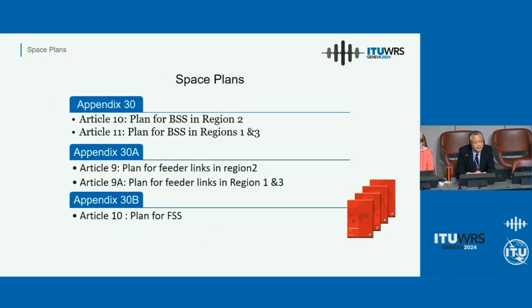The entries for each country or member state in the plan are included in the Radio Regulations, as I said, in Appendix 30, 30A, and 30B. I list here the articles which contain the entries in the plan. Article 10 of Appendix 30 includes the BSS plan for Region 2, and Article 11 the BSS plan for Regions 1 and 3, and as you can see on the screen, likewise for 30A and 30B. These are in the Radio Regulations.